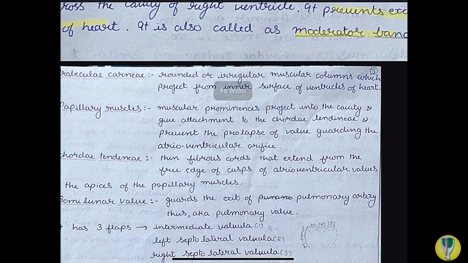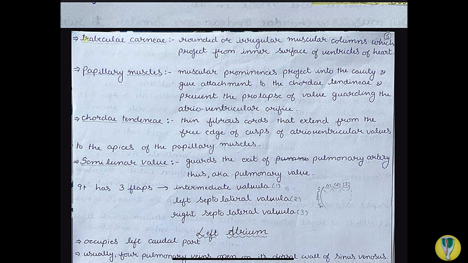So I have discussed trabeculae carneae, round or irregular muscular columns which project from the inner surface of the ventricles of the heart. Then the papillary muscle, again very important, especially for an objective type question. Why? Because a similar sounding muscle we have studied in the atrium, that is the pectinate muscle. Pectinate muscles were comb-like muscles, right? Or we can say together with the crista terminalis, they form a comb-like structure.